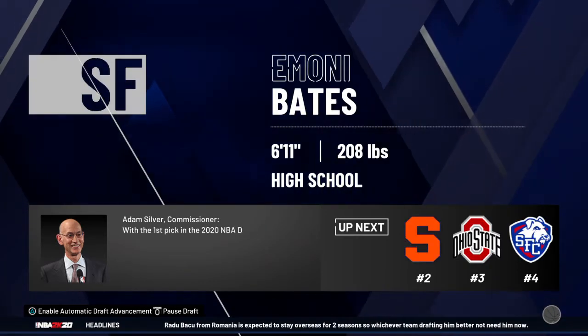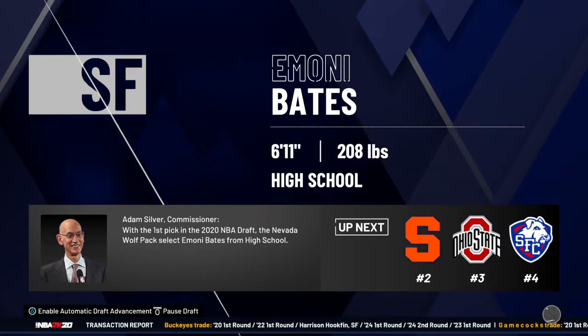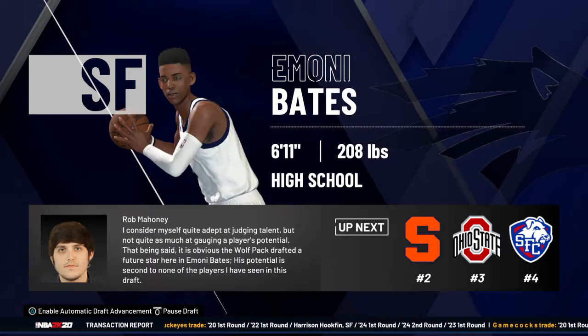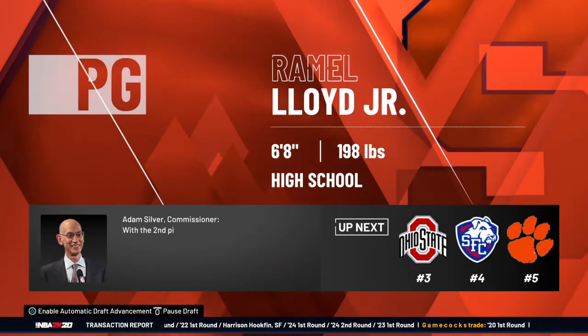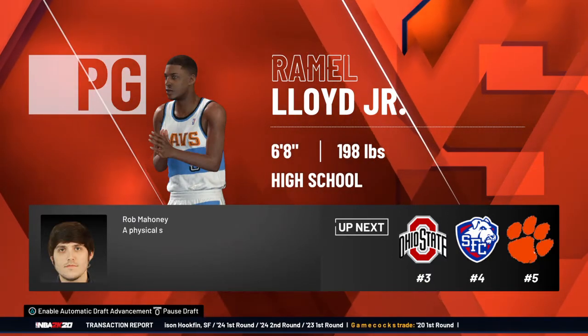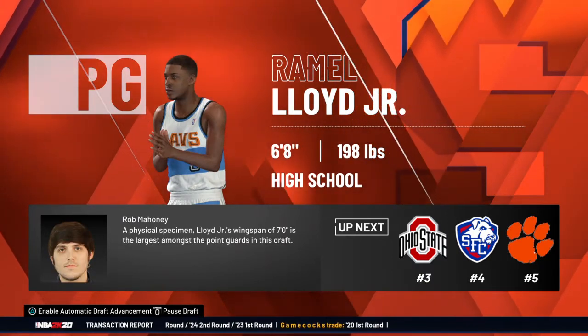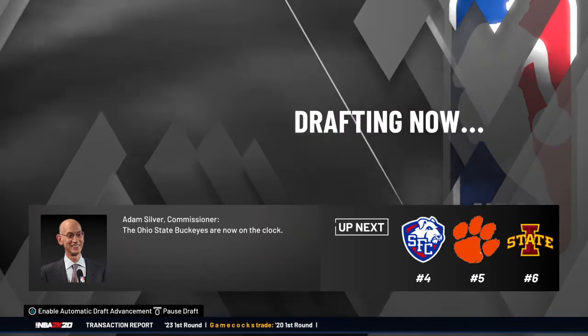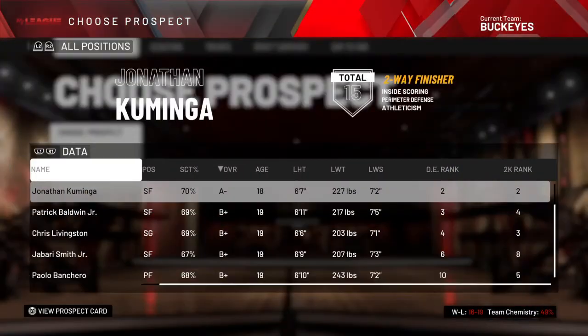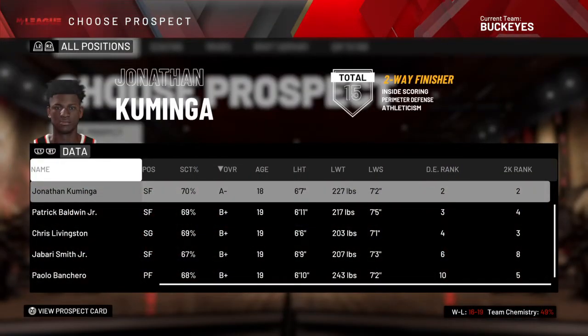they take. They take Amani Bates. So Nevada takes Amani Bates with the first pick. Now Syracuse, the Cuse, they take Ramel Lloyd Jr., 6'8" point guard out of high school. That's a tall point guard. Okay, choose a player now.